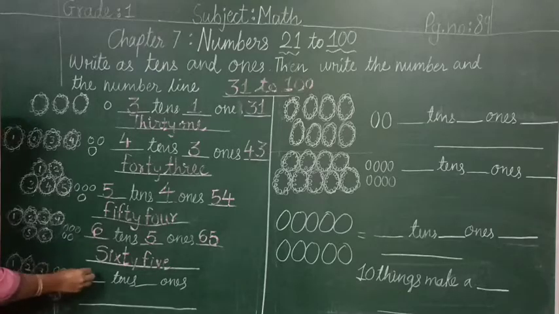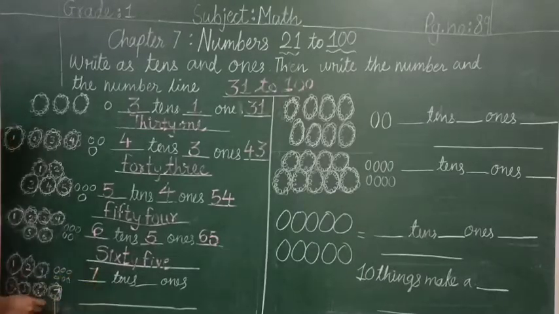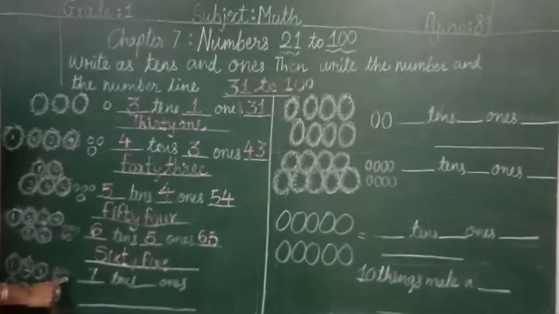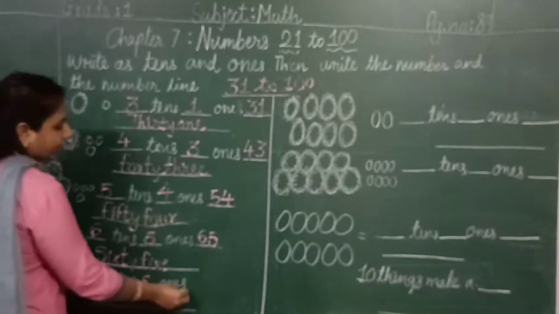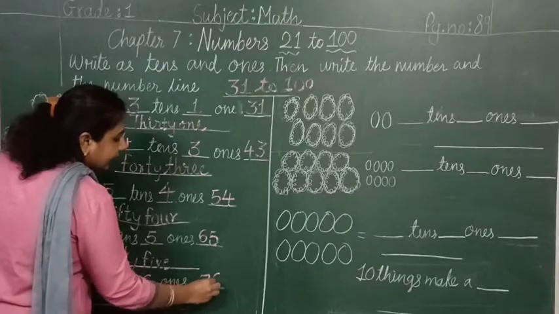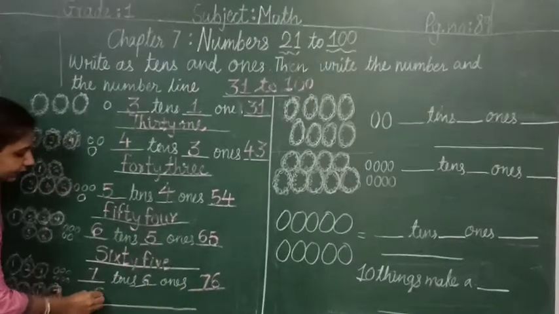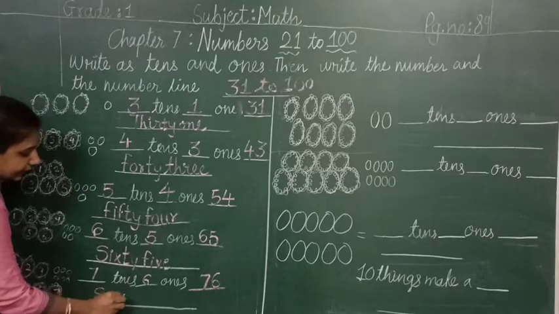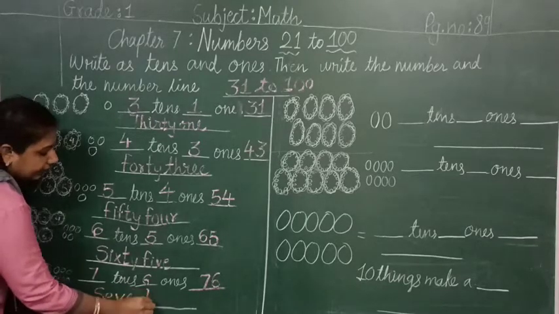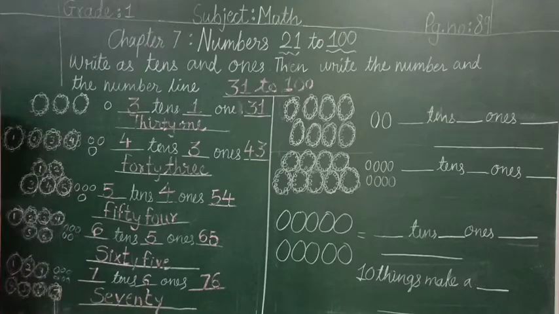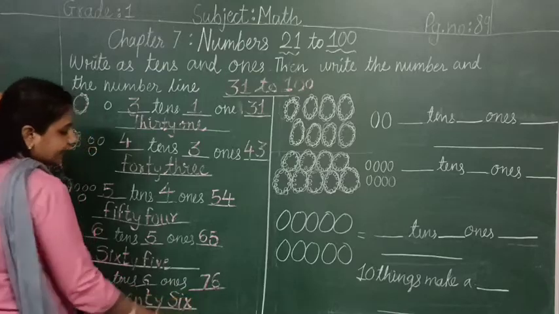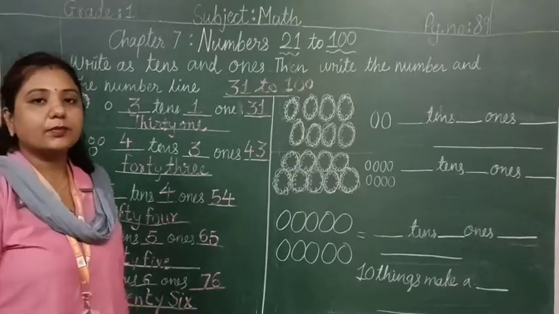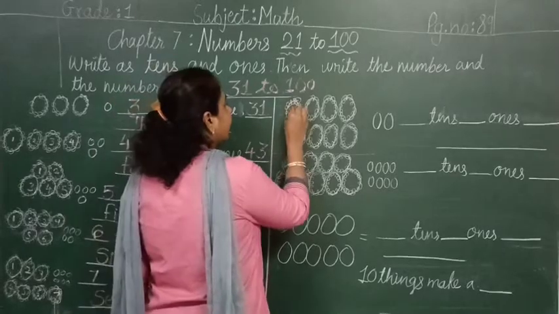1, 2, 3, 4, 5, 6 and 7 tens. You have to count here. 7 tens. How many ones? 1, 2, 3, 4, 5 and 6. 7 tens and 6 ones makes how many? 76. What is the spelling of 70? S-E-V-E-N-T-Y. 70. After that, 6. S-I-X. 6. 76.